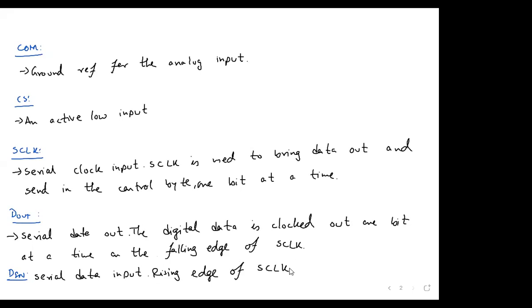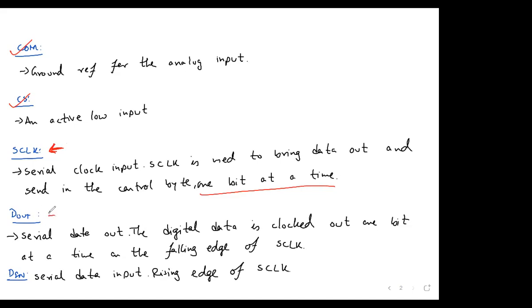All right, so there is nothing to explain about the COM or CS. Let us discuss the serial clock. This is your serial clock input. This serial clock is used to bring data out and also send in the control byte, but it must be 1 bit at a time. So that means this is nothing but your clock pulses. Based on these pulses, it will determine how you will bring in the data or how you will send out the data.